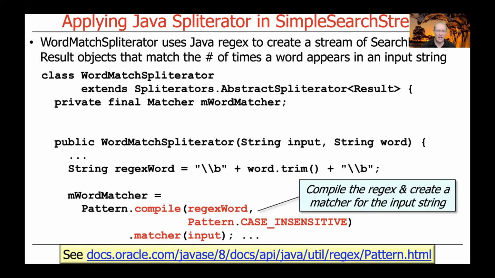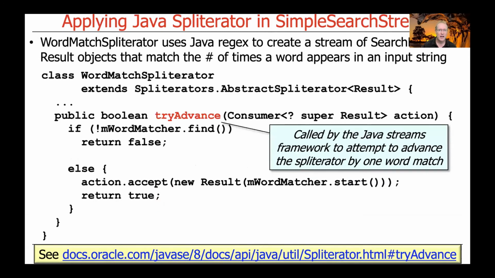What we then get back is a compiled pattern, which we then associate with the input string using the matcher method. The matcher method is a factory method that will make a Matcher object, which we call mWordMatcher. So this Matcher object will then use regular expressions to find anywhere that the word appears as a word, not as a substring, in the input that's passed to the WordMatchSpliterator. So the big picture here is we have a regular expression to look for matches in the input string.